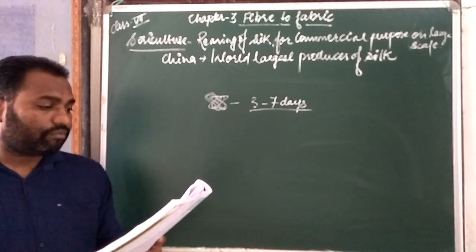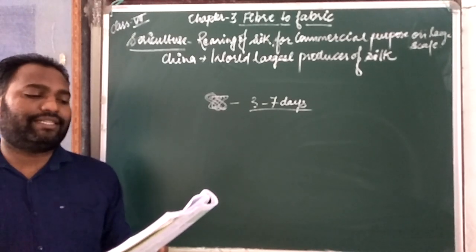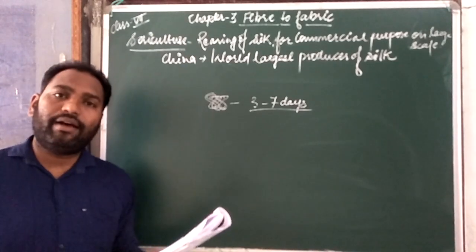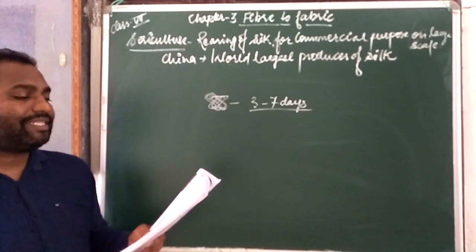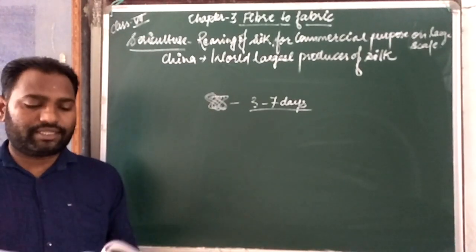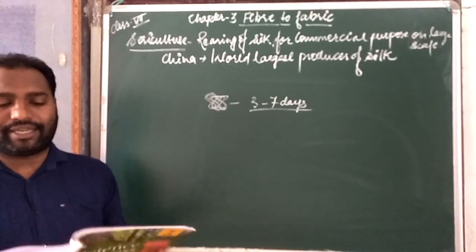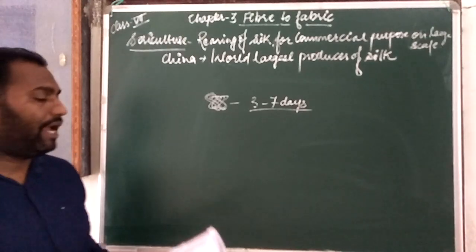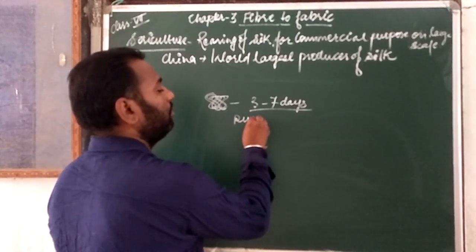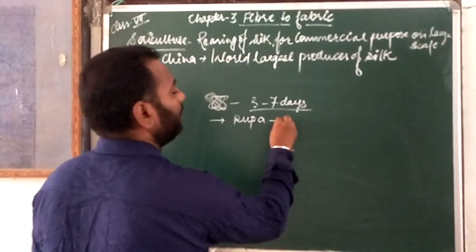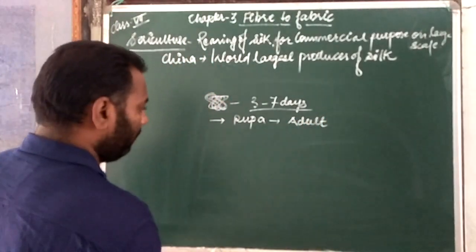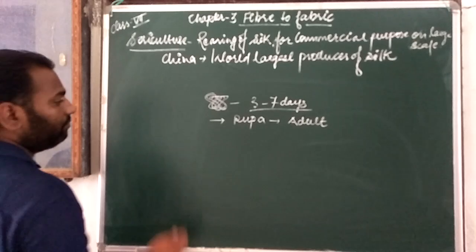This stage is called the pupa stage. The larva continues to develop inside the cocoon. This is the third stage, the pupa stage. When the worm matures into an adult moth after the pupa stage, that is the adult stage, and our first and second stages are the egg and larva stages.